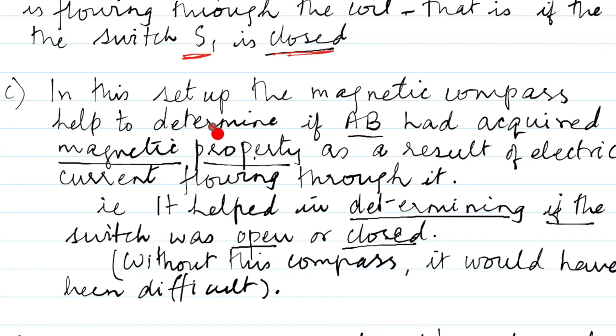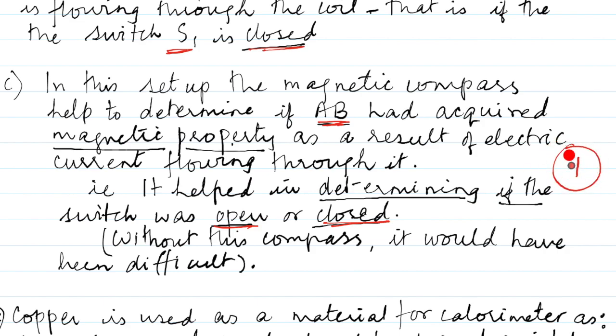And what was the significance of the magnetic compass in this setup? It helped to determine if AB had acquired magnetic property as a result of electric current flowing through it. That means it helped us to determine if the switch was open or closed. Without that compass, it would have been difficult. So that will give us a 1 mark. Yes, the explanation is a little longer, but you can't help it. It is the correct and accurate explanation. Let's come to the second part.